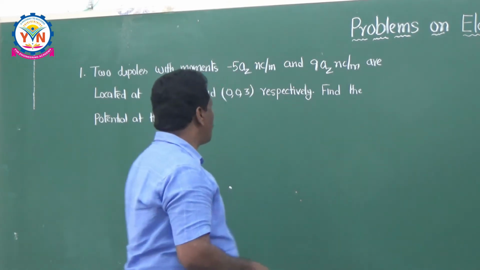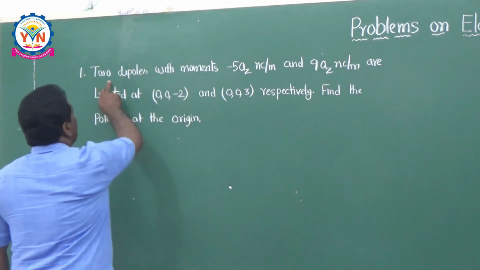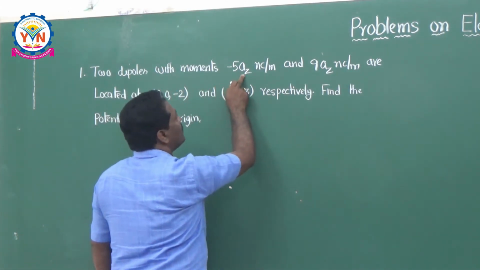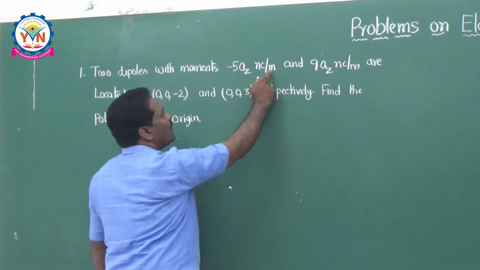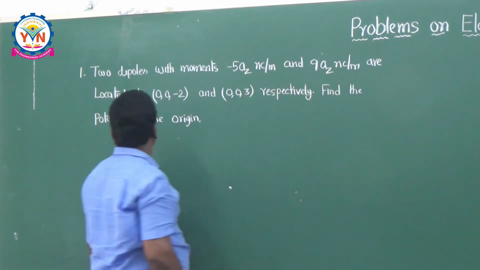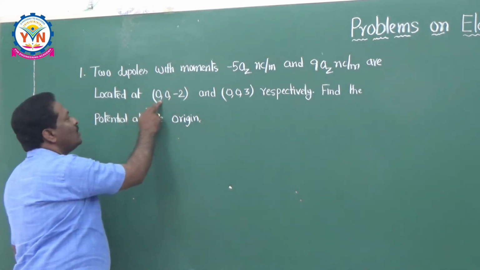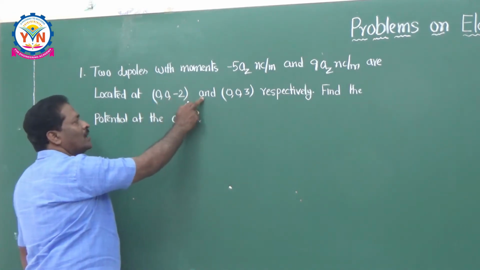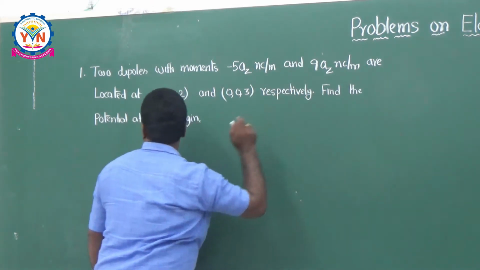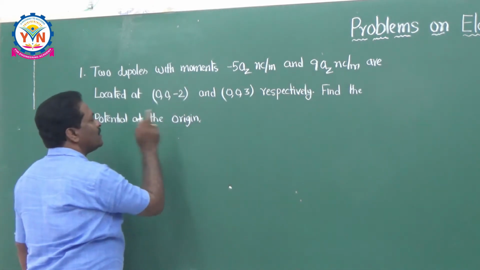So, if you see this problem, two dipoles with moments minus 5 Az nanocoulomb per meter and 9 Az nanocoulomb per meter are located at (0, 0, -2) and (0, 0, 3) respectively. Find the potential at the origin.